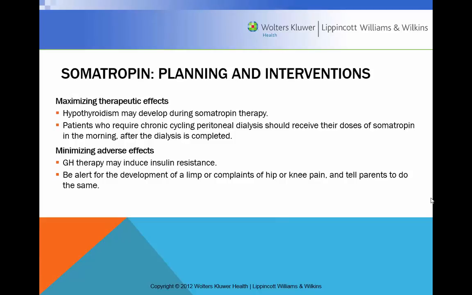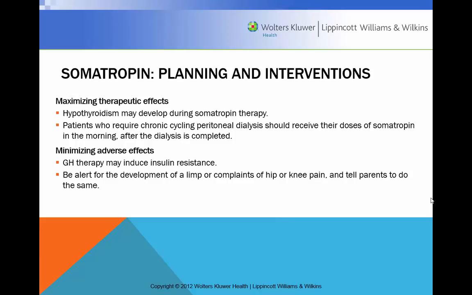Patients who require chronic cycling peritoneal dialysis should receive their doses of somatropin in the morning after the dialysis is completed. Most people who have these types of deficiencies may have other health problems, and that's where you're going to see those patients who are on dialysis. But do notice that's peritoneal dialysis. We're not talking about hemodialysis.